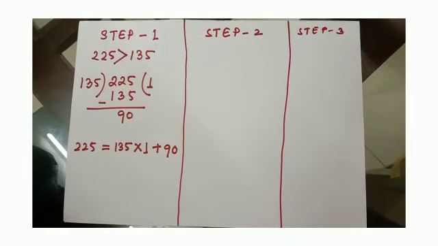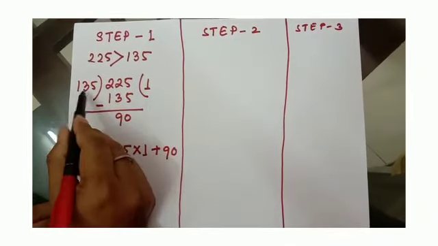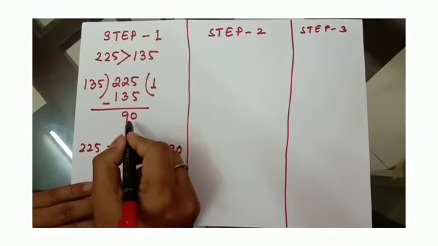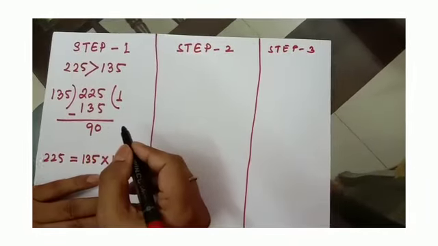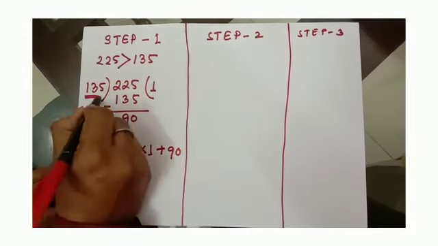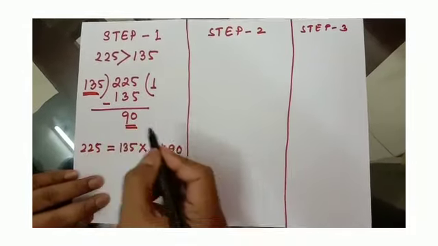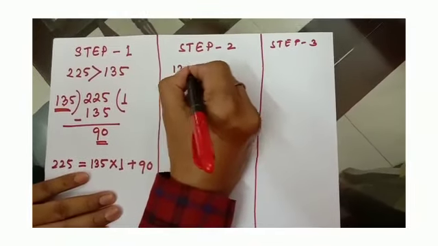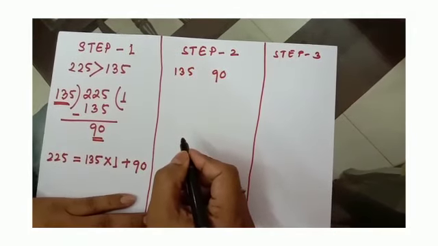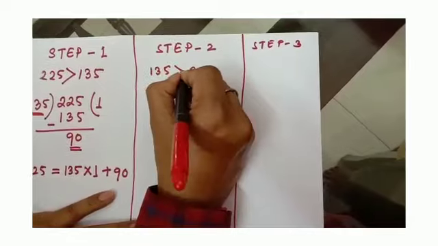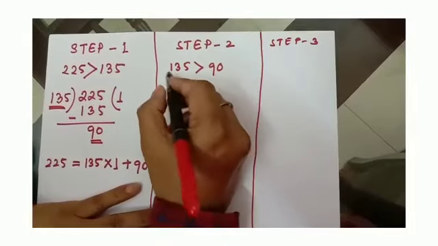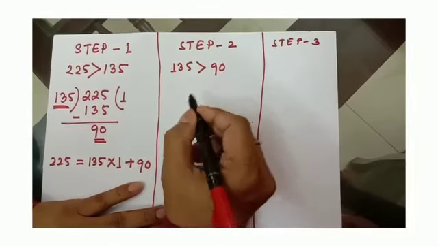Now you can see that in this division 135 is the divisor, whereas 90 is the remainder. Now consider these two numbers again in step 2. So we have two numbers. First one is the divisor and second is the remainder. So 135 and 90. Definitely 135 is greater than 90. Now do the similar method. Divide the greater number by the smaller one.